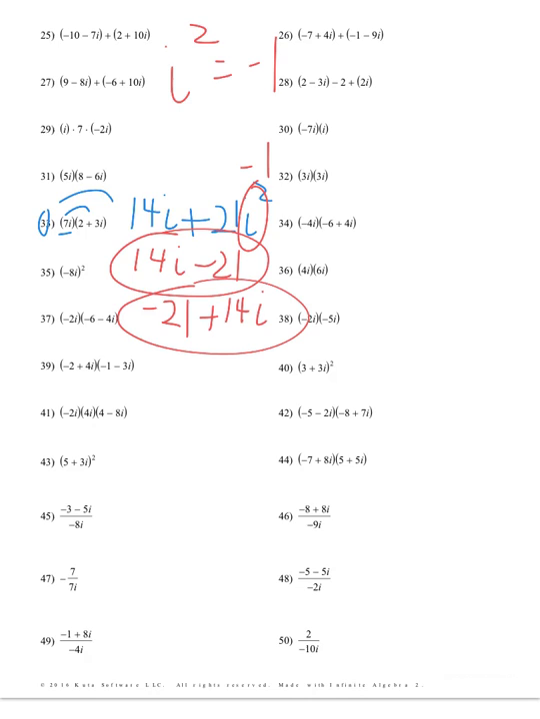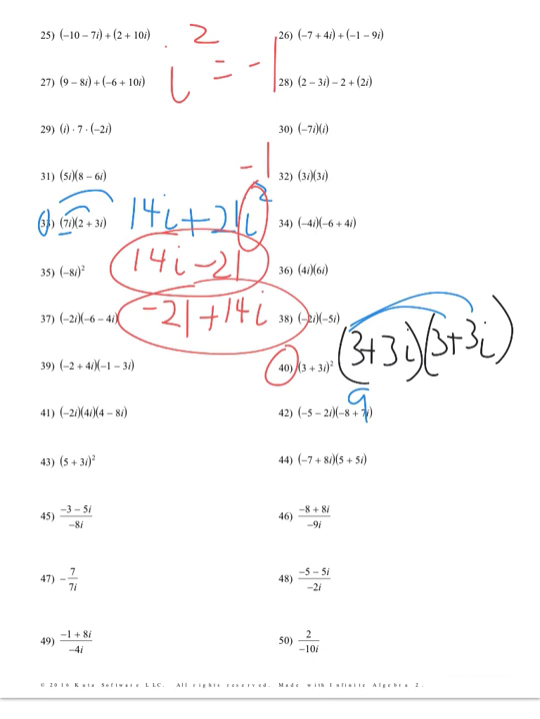Let's go down to 40. Notice I have a binomial squared, and if you think about what we did algebraically, even with radical binomials, when you have something squared, you've got to write it out multiplied by itself. You cannot just square each term. So I'm going to do 3 plus 3i times itself, because that's what squaring means. 3 times 3 is 9. 3 times 3i is plus 9i.